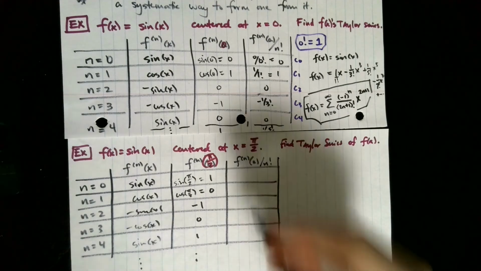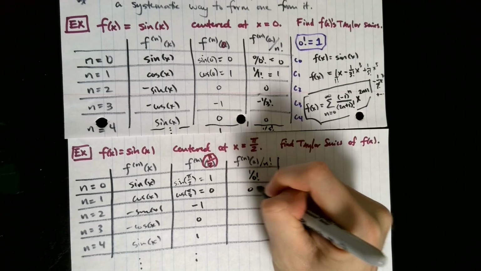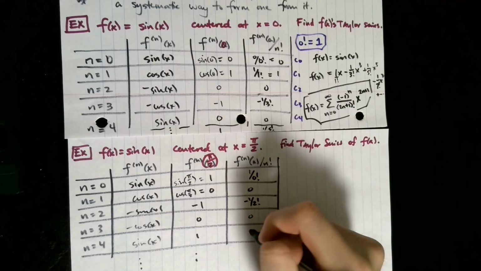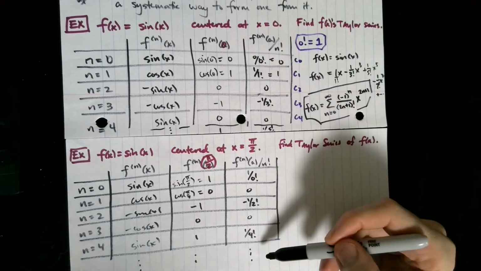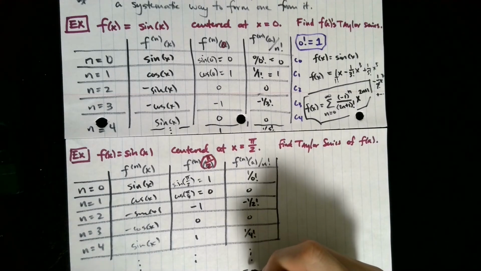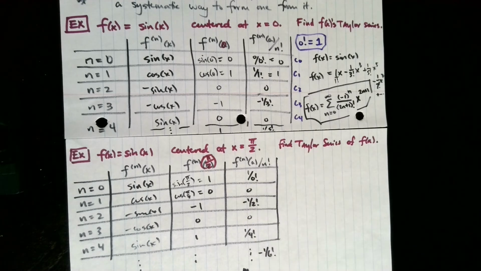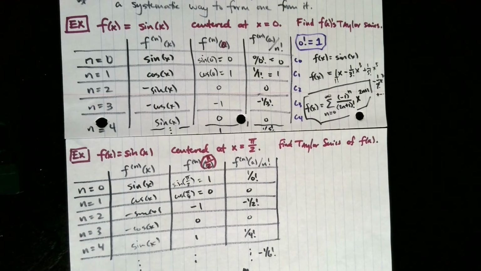Divide by n factorial. So here we've got 1 divided by 0 factorial. We've got 0. Then we've got negative 1 divided by 2 factorial and a 0. A 1 divided by 4 factorial, and so on. You can see what the next non-zero coefficient would be from this pattern. It would be 1 over 6 factorial with a minus in front of it, right? And you can see how these terms would correspond.